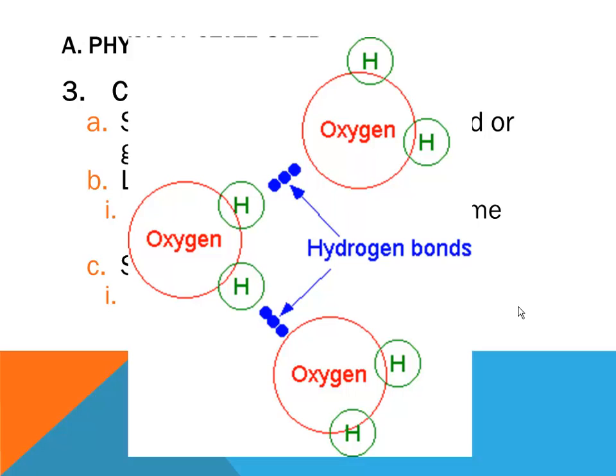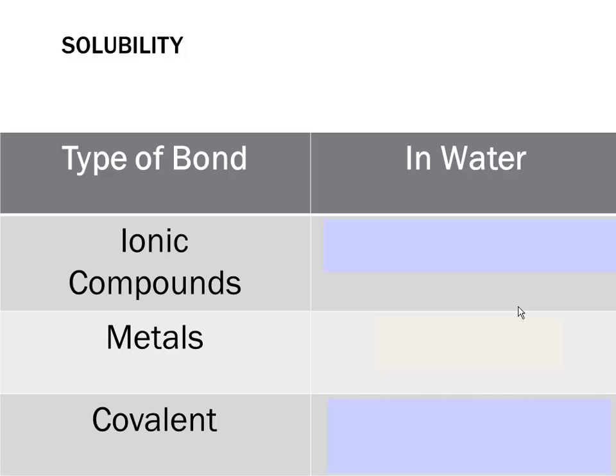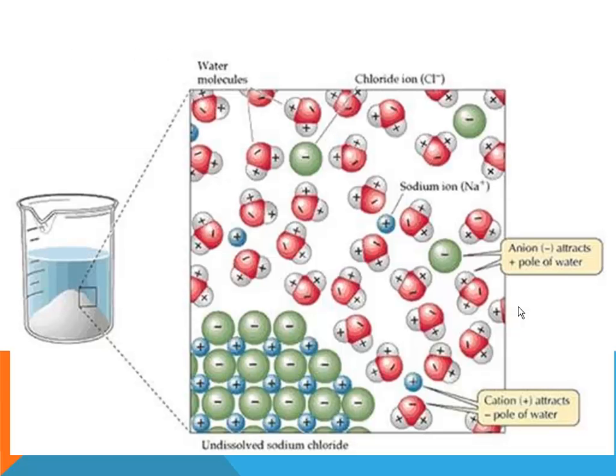Here's an example of hydrogen bonding, where water is considered to be a strong covalent compound because of the hydrogen bond between H and O. Solubility in water: ionic compounds are mostly soluble. There's a very small number that aren't, particularly with the transition metals and larger ions like carbonate and acetate, but the majority are soluble in water.